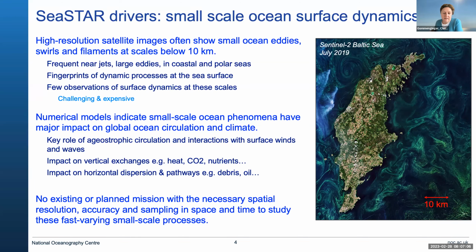And then finally, there is currently no existing satellite data that can provide the measurements that we want at those scales. And there's no planned missions either that provide this sort of spatial resolution, accuracy, and the space and time sampling we need to study these processes, which are not just small, but also very, very fast.